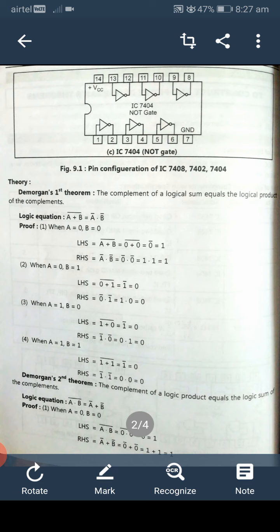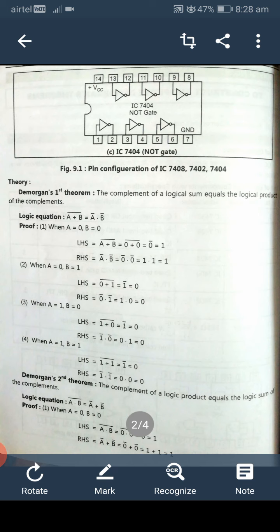In this way, we prove De Morgan's first theorem. Left hand side is equal to right hand side in the fourth condition. Logic equation: complement of A plus B is equal to complement A into complement B. Then De Morgan's second theorem.